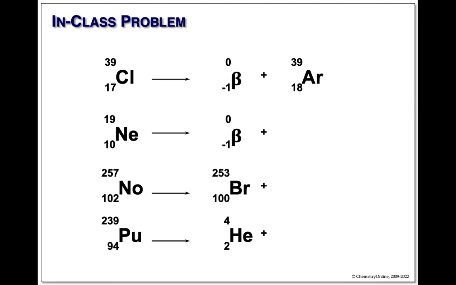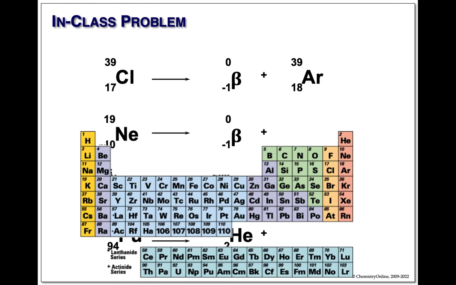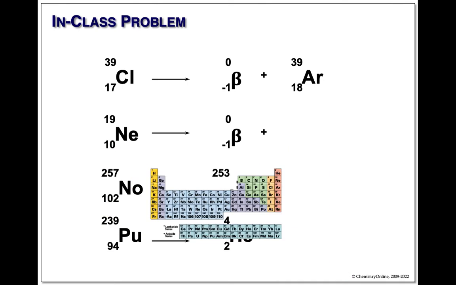Neon loses a beta particle. Mass number is still 19. This will be 11 on this side. 11, as you recall, is sodium. So sodium 19 is the product.